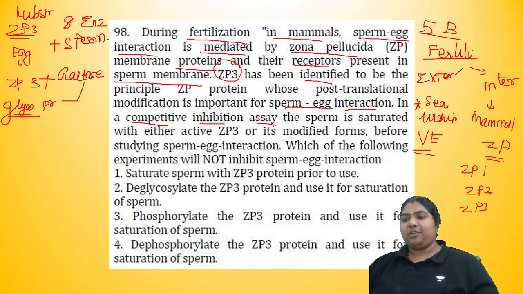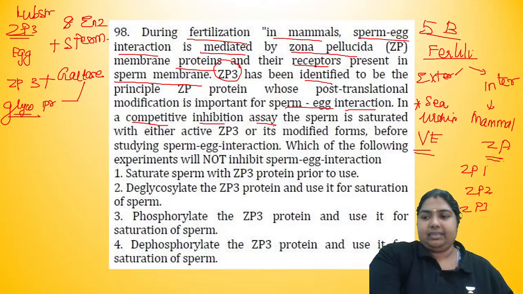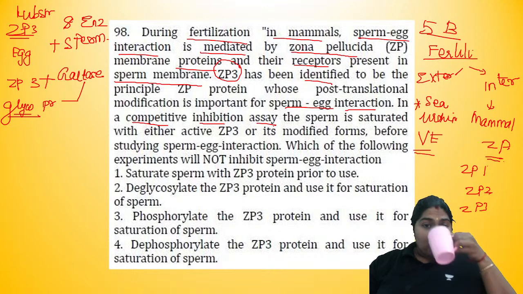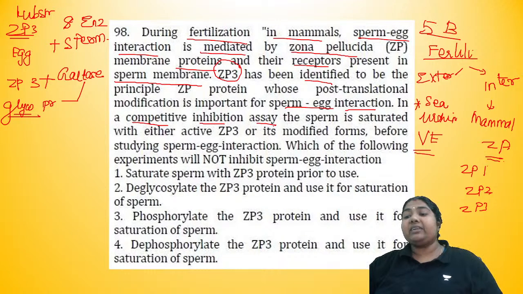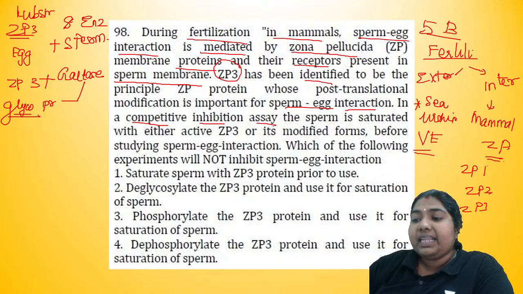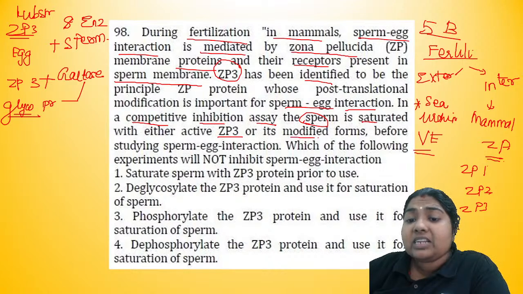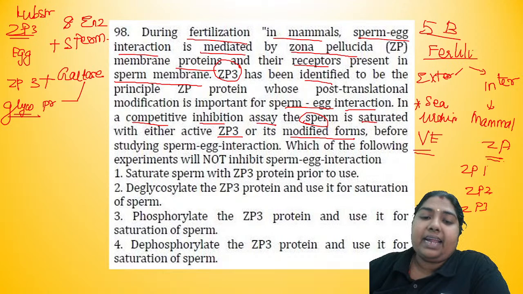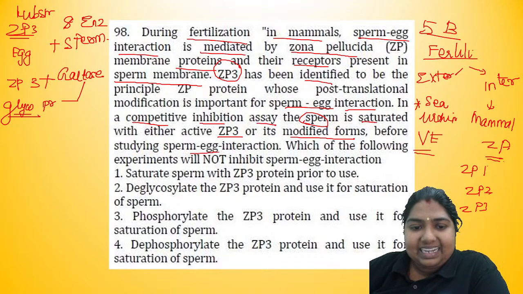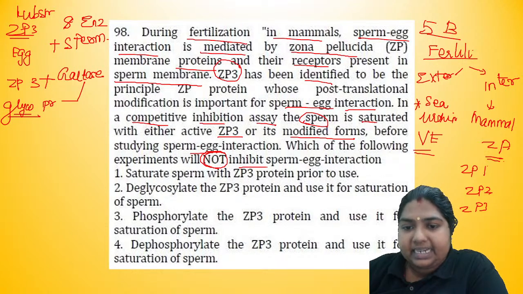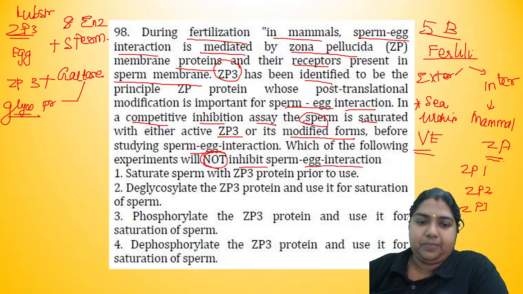Like how we do it in the ELISA, they are doing this competitive inhibition assay. What they do in this competitive inhibition assay is that the sperm is going to get saturated with this ZP3 or its modified forms. So they are going to study the sperm egg interaction. Which of the following will not at all inhibit the sperm egg interaction, they are asking.